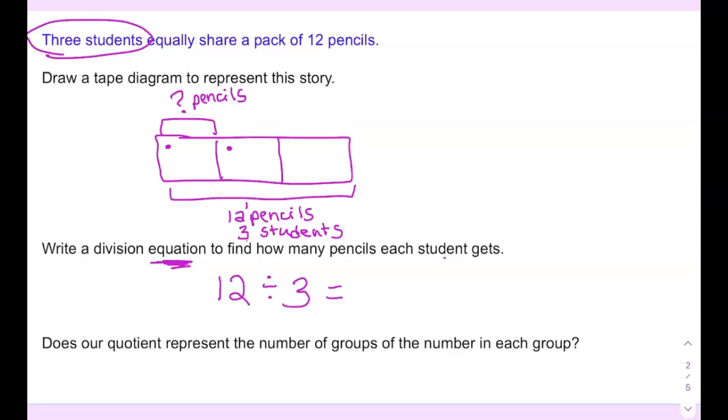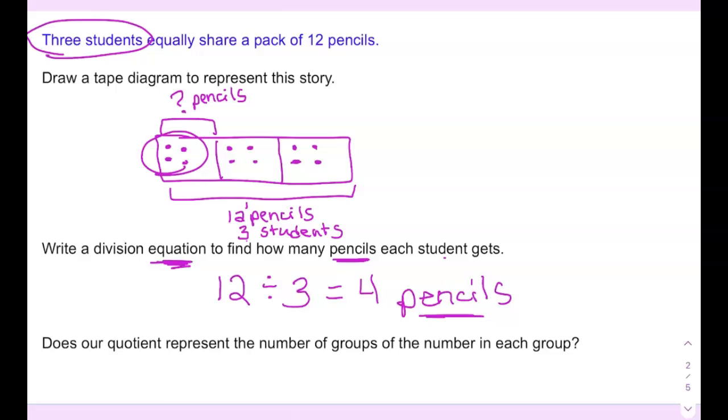1, 2, 3 until I get to 12. 4, 5, 6, 7, 8, 9, 10, 11, 12. So I got to my total of 12. So now the answer to our division equation, how many pencils does each student have? Each student has 4 pencils. 4 pencils. We need to remember our unit, and our unit here is pencils.